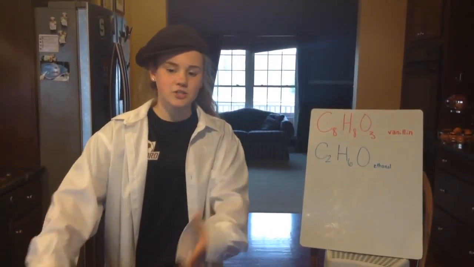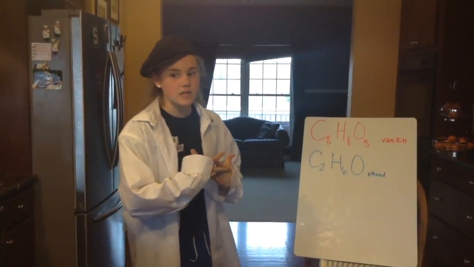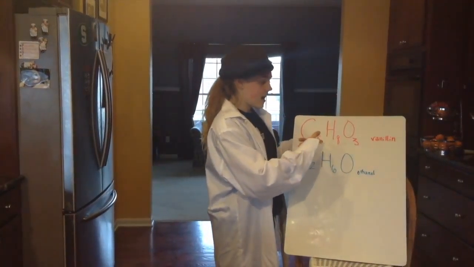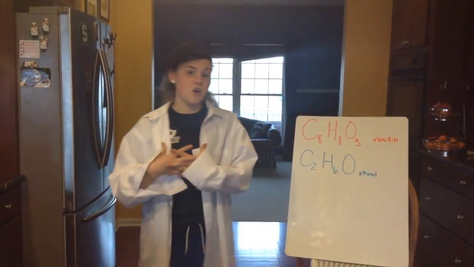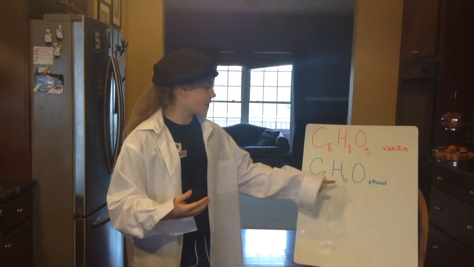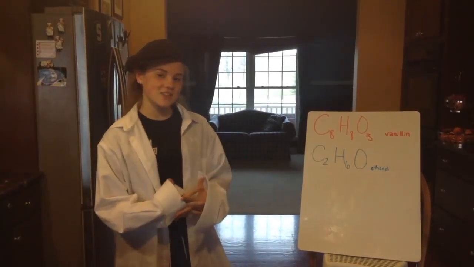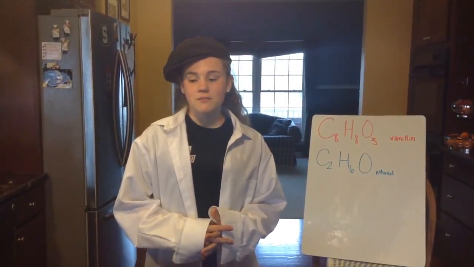Artificial vanilla extract is basically the chemical compound vanillin, which is C8H8O3, and is dissolved in ethanol, which is C2H6O. Ethanol is alcohol, and vanillin is extracted from the seed pods of vanilla orchids, which give off a sweet fragrance and a strong flavor. The vanilla gives flavor to the extracts and makes baked goods taste as great as they are.